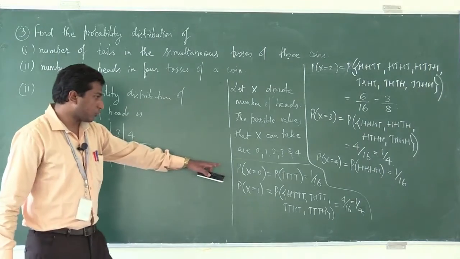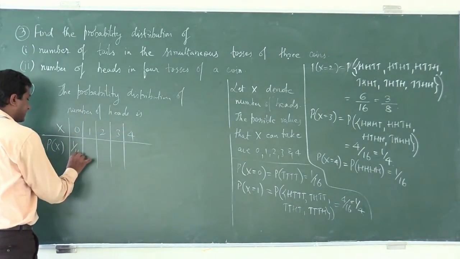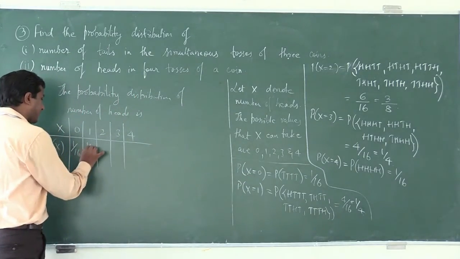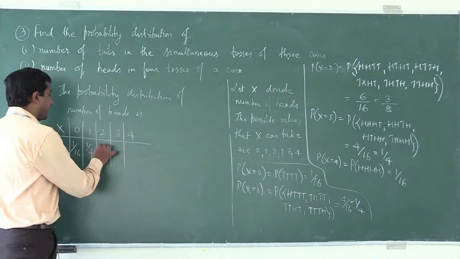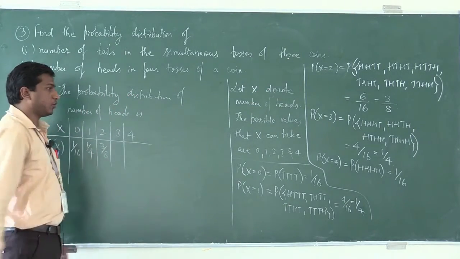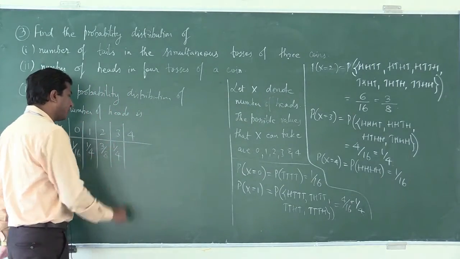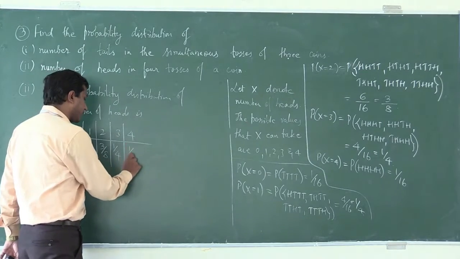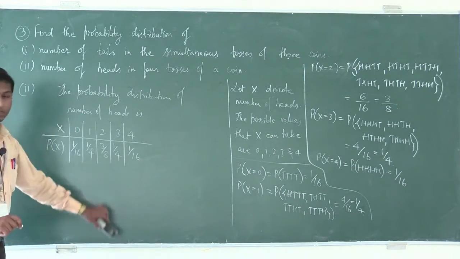So what is probability when X is 0? It is 1 by 16. P of X equals 1 is 1 by 4. P of X equals 2 is 3 by 8. P of X equals 3 is 1 by 4. And P of X equals 4 is again 1 by 16. So we have written the probability distribution.